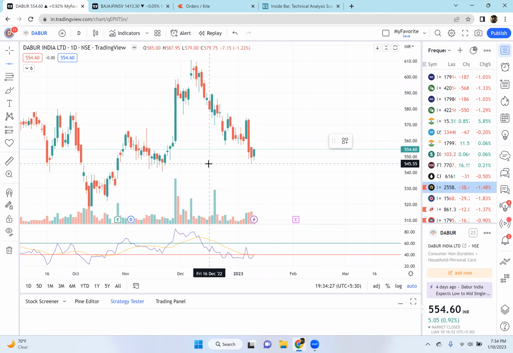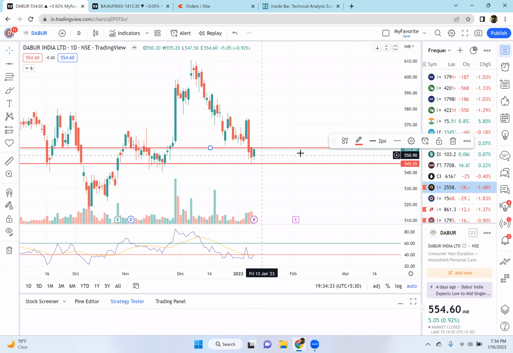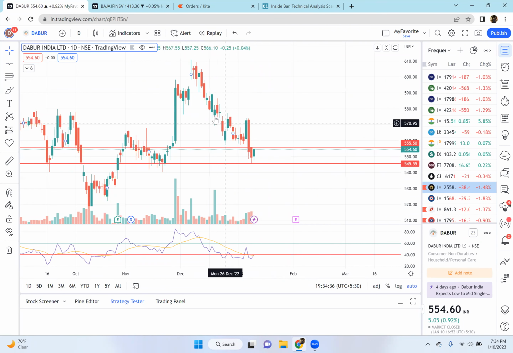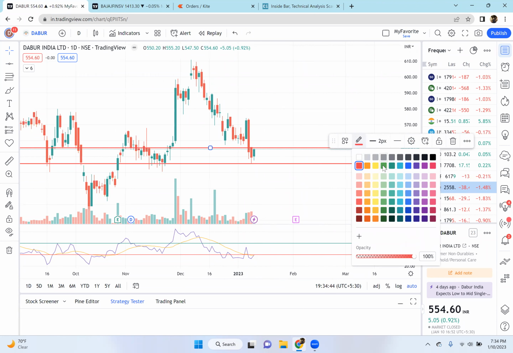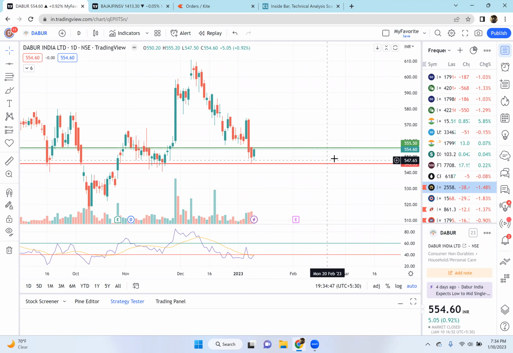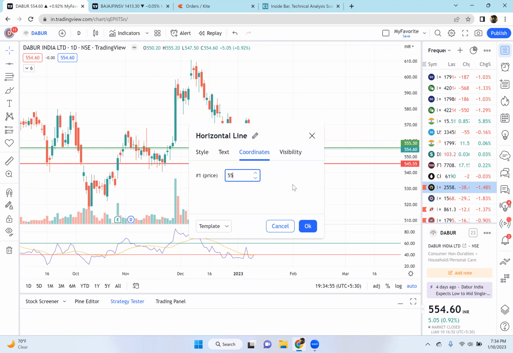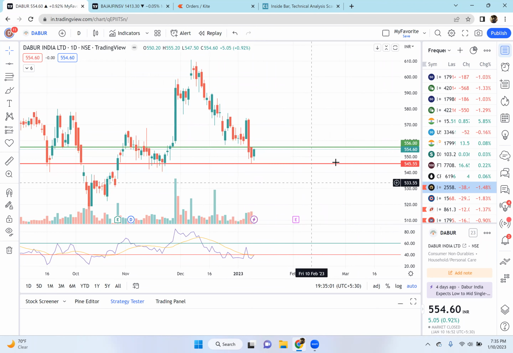So you will just mark Dabur here, and you will wait for a day candle. I will have to accurately mark it at the high, but that is again just for our visual thing. It has no bearing on the setup. It's just to demonstrate. This high is 556. So 556 has to break on a closing basis. If there is a day candle which closes above 556, you can go long on Dabur. Okay.